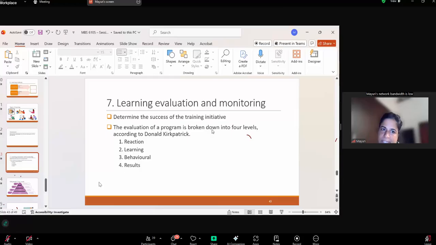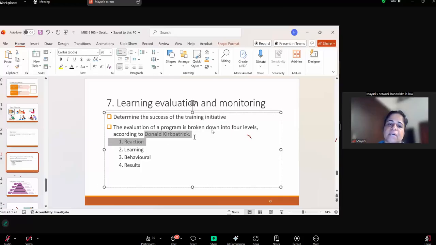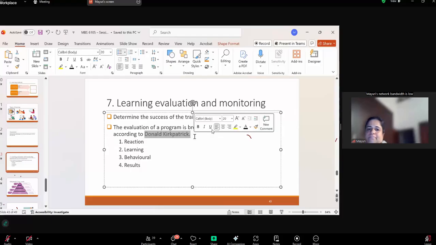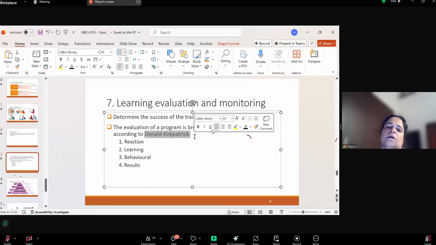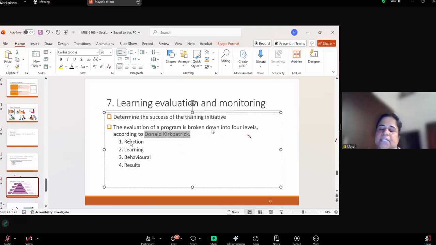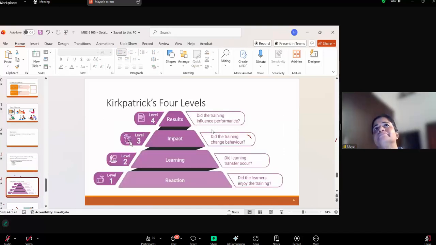For that, there is a famous common tool we call the Kirkpatrick model, because this one was introduced by Donald Kirkpatrick. This Donald Kirkpatrick's model has 4 areas. This is like a triangle.